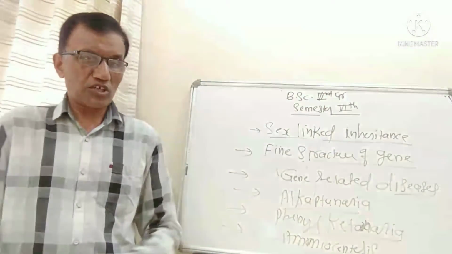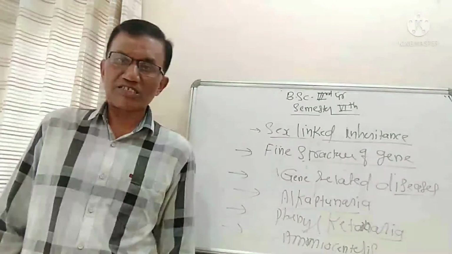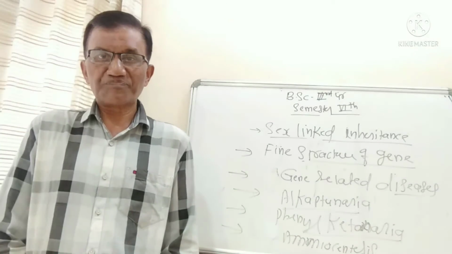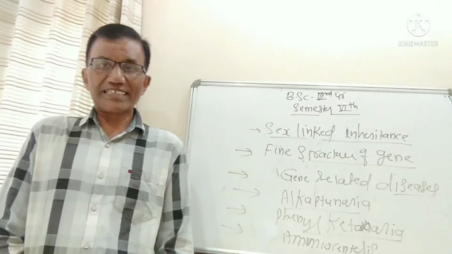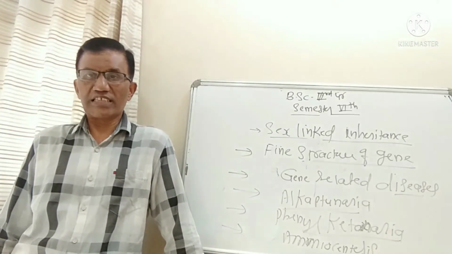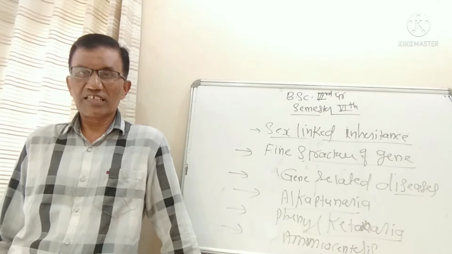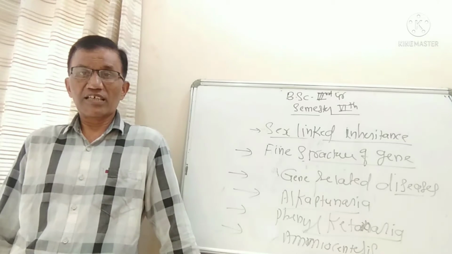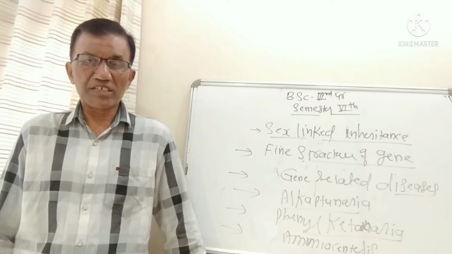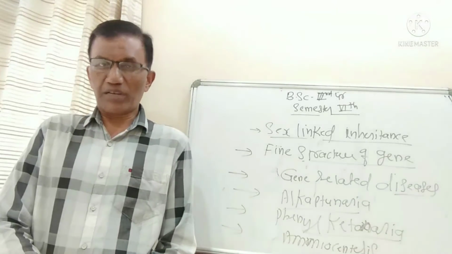So with this we have completed everything related to genetics, and the last one is genetic engineering and biotechnology. In that, two or three things are very important: recombinant DNA technology, then gene cloning, then vectors, then application of genetic engineering in plant breeding.